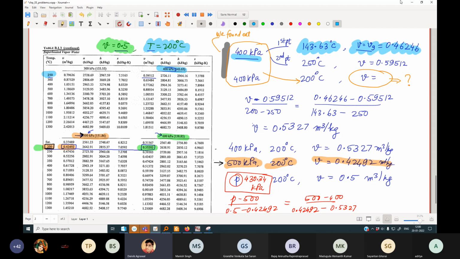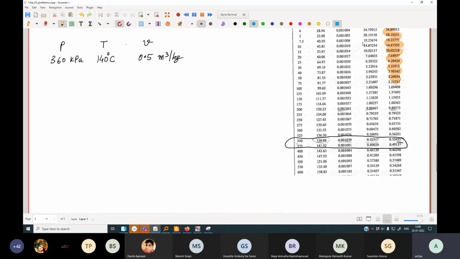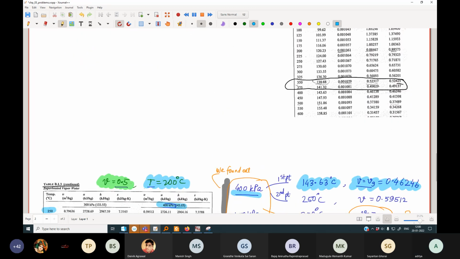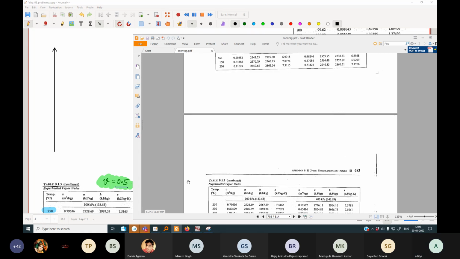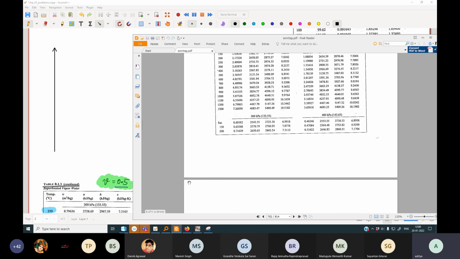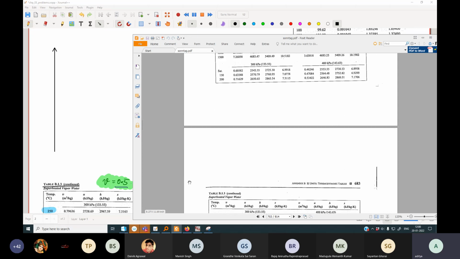Excuse me, sir, the value at 200 is given in the previous page. Yes, sir. So that was a bunch of effort for nothing. 400 kilopascal. Oh, it is literally on the previous page. Oh, come on. Okay, so the value was there. It came out to be 0.53422.